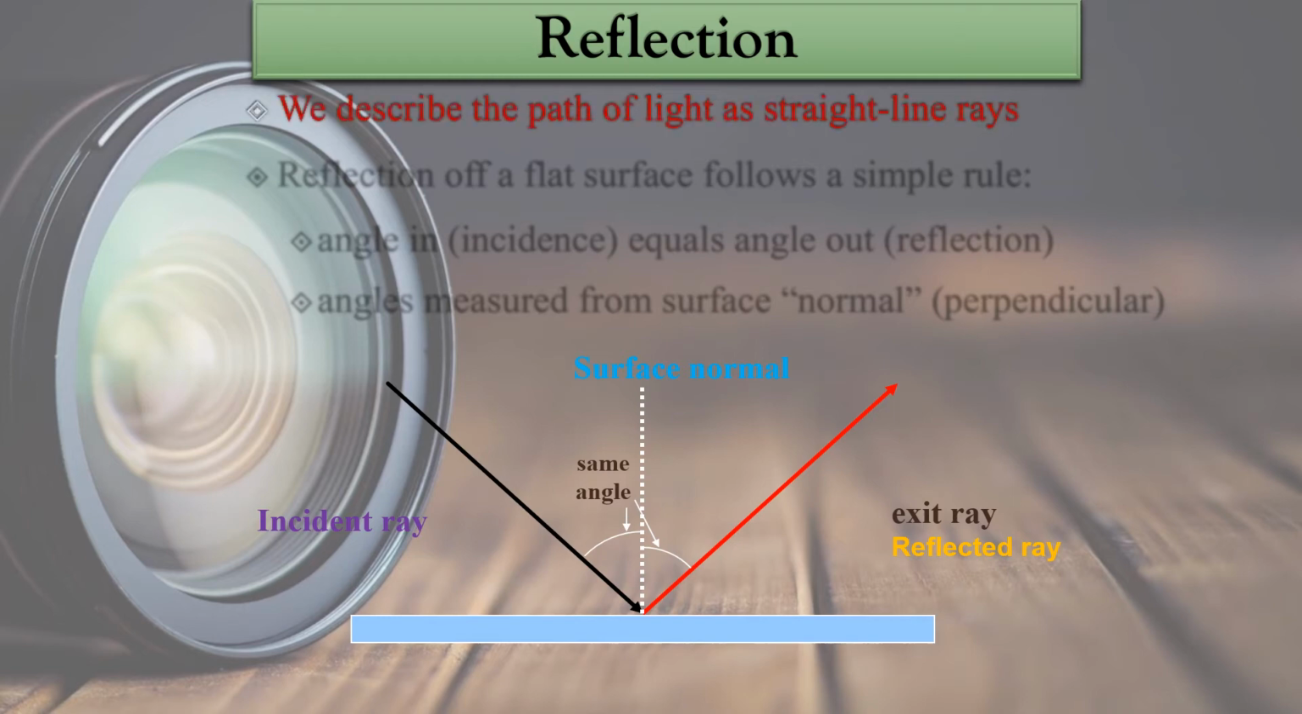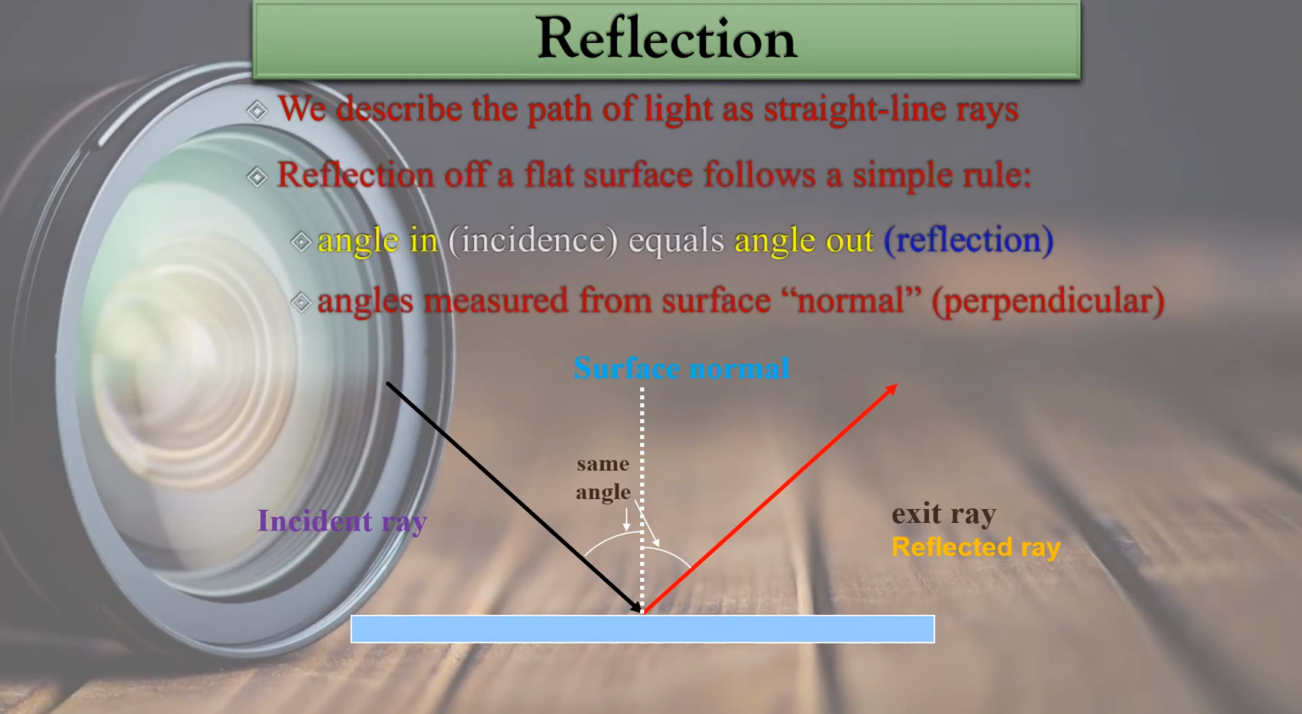So we describe the path of light as a straight line rays. Reflection of a flat surface follows a simple rule, that is angle in, which is incident ray, is equal to the angle out, that is reflection. Angles measured from surface normal, which is perpendicular line that you can see to the surface. Okay? So these are a few terms that you need to remember in order to explain reflection.